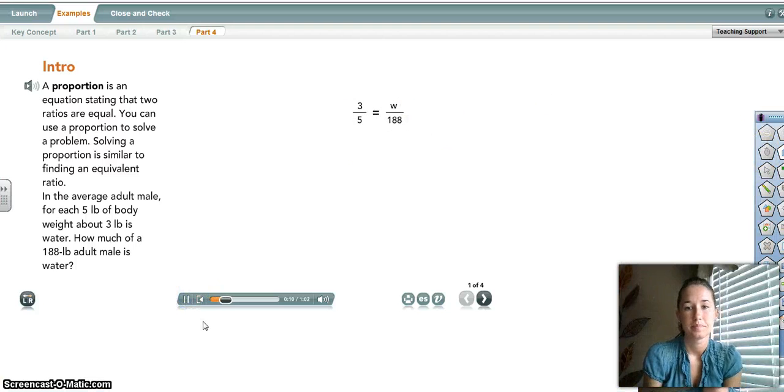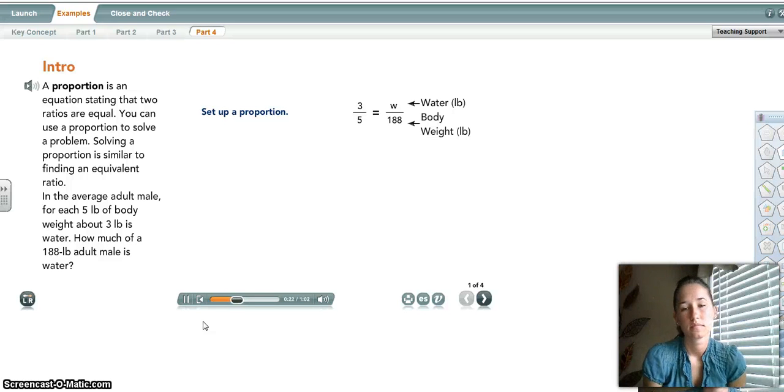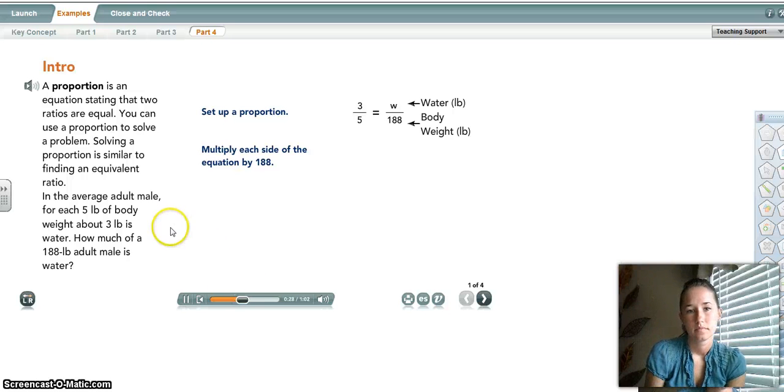This time, try using a proportion. Let W equal the number of pounds of water in a 188-pound person. The ratio 3 to 5 represents 3 pounds of water for every 5 pounds of body weight. Now find W so that the ratio W to 188 is equivalent to 3 to 5.